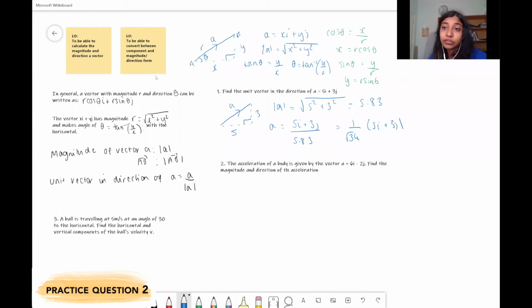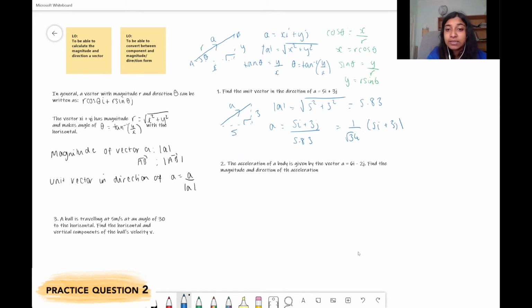So now let's move on to question 2. Again, feel free to pause it and attempt it yourself. So we have the acceleration of the body is given by the vector A equals 6i minus 2j. We want to find the magnitude and direction of the acceleration. So the first thing you want to do is just draw this vector out.